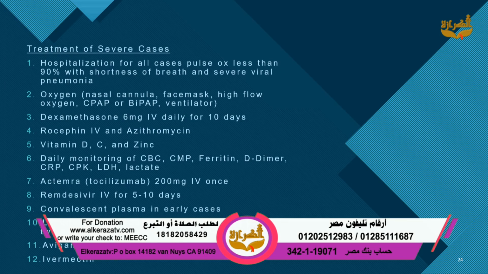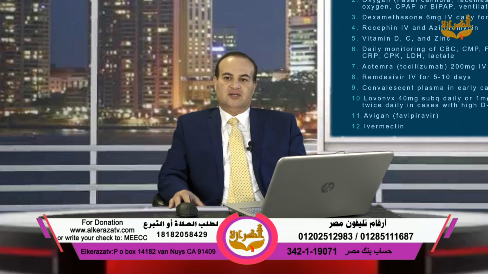There is talk about Avigan, which is a new medicine used in Russia as well as Japan. Avigan is another name for favipiravir, which is an anti-influenza or antiviral drug. Hopefully it will work, especially in mild cases. And also ivermectin is being studied in Peru and other parts of the world. We hope it's going to work again for mild cases.